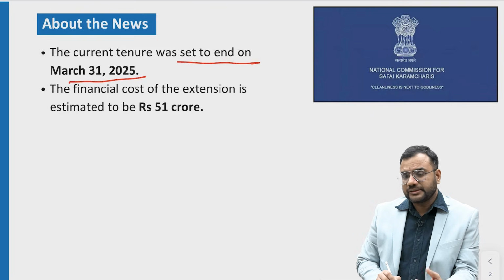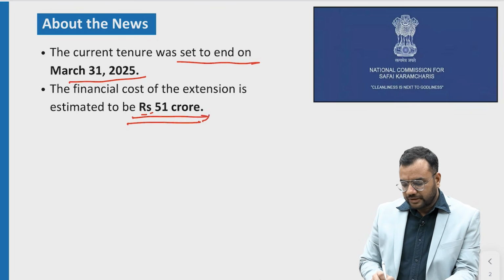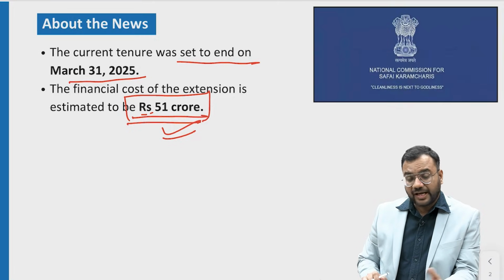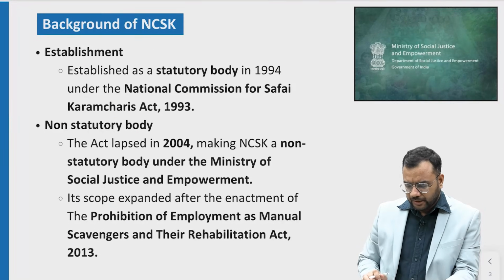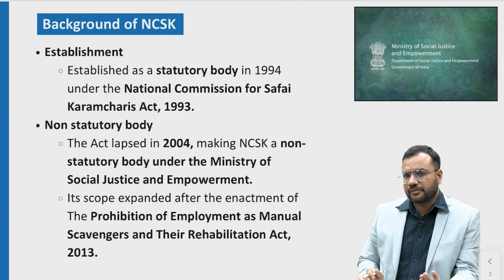Now there will be a financial cost also for this extension. It will be about 51 crore. The financial cost of the extension is 51 crore as per the article. Let us see what is the background of the National Commission for Safai Karamchari. We can also call it NCSK.